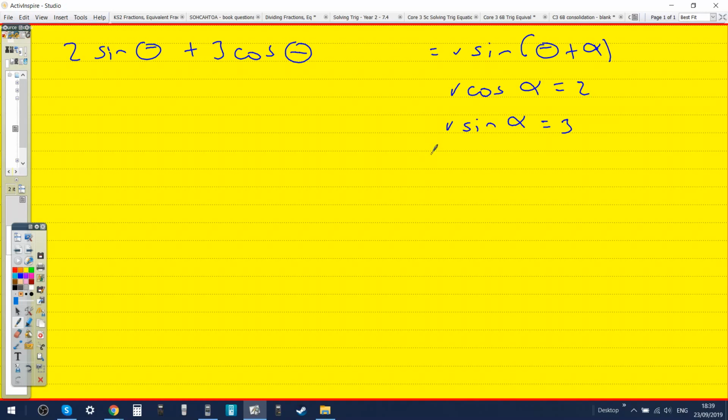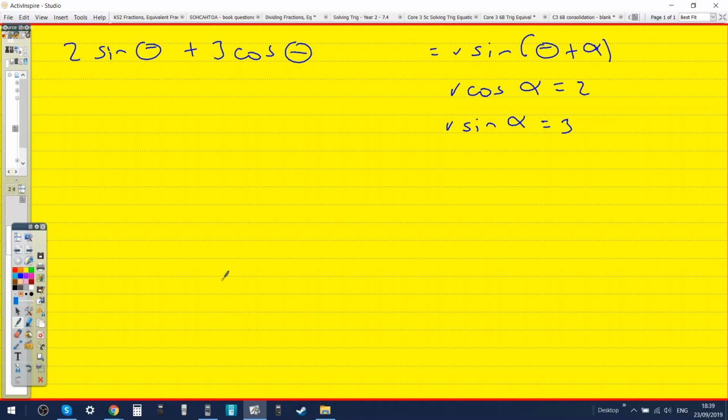Okay. Any idea how to do it? So we could try and find the r value first, using the Pythagoras, as we've been using before. Yeah, you could, but you don't have to.